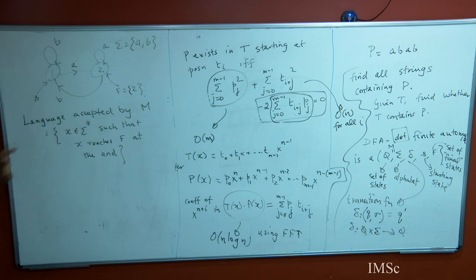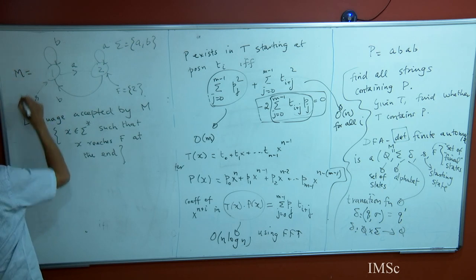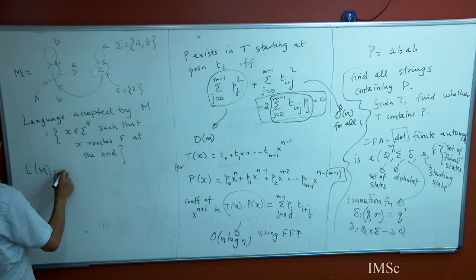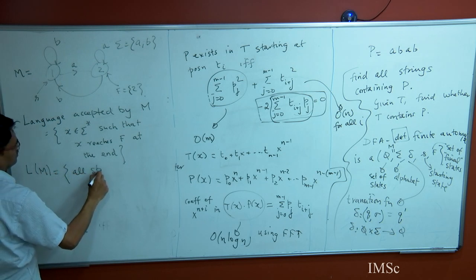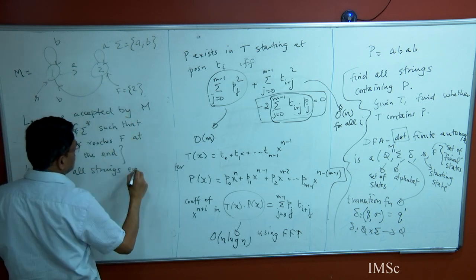Now I drew an arbitrary DFA. Does anyone know what language it accepts? Strings ending with A. Okay, so one answer is all strings ending with A. I think that sounds right. So, if this is my M, the language accepted by M is all strings ending in A, because this is my final state.